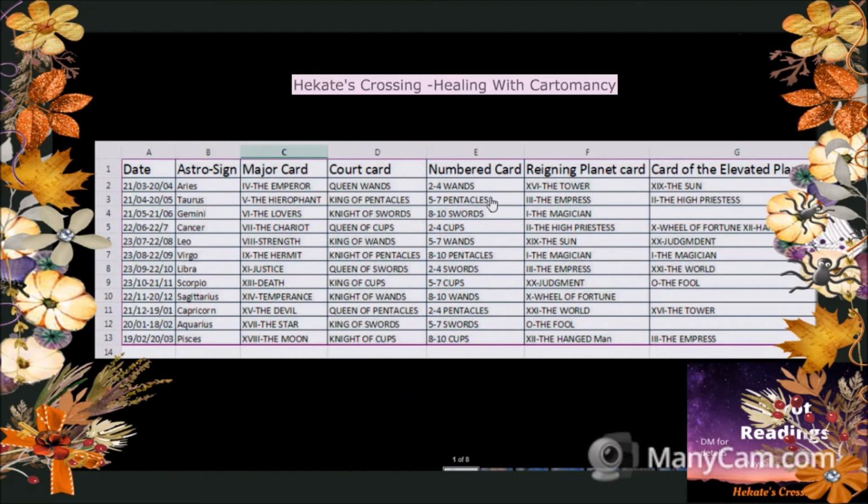So your numbered cards and your suits, then you've got your reigning planet card and your card of the elevated planet. Now they're not all available for all sun signs, some don't have the elevated planets. So you can just see for Pisces, we've got the Moon, Knight of Cups, 8 and 10 of Cups, the Hanged Man, and the Empress. So that's one thing you can look at as well.